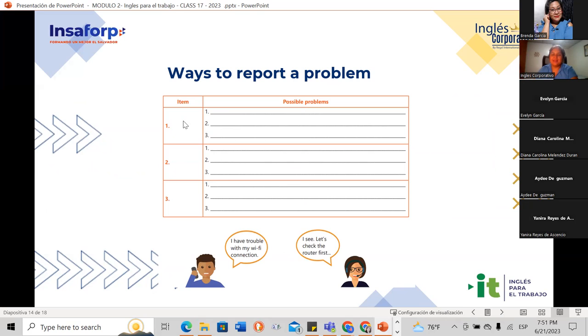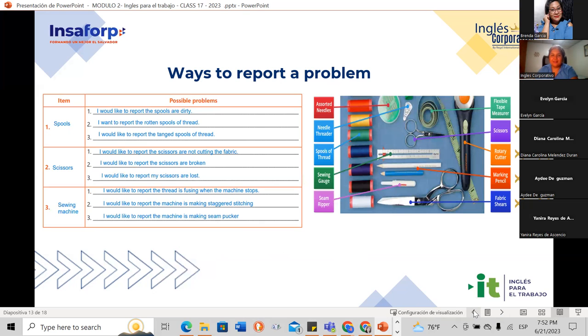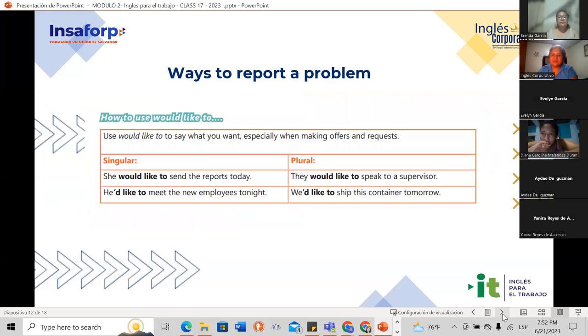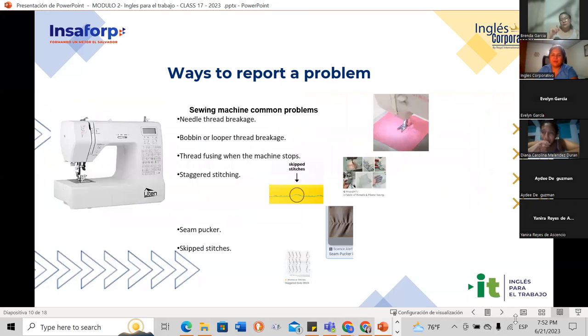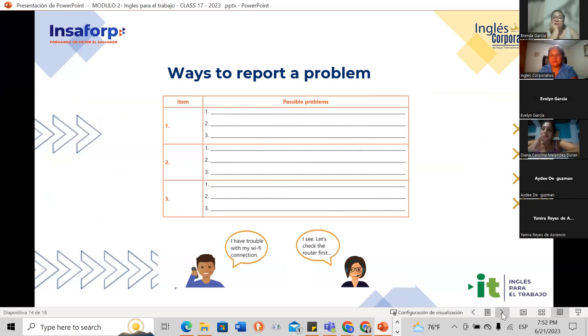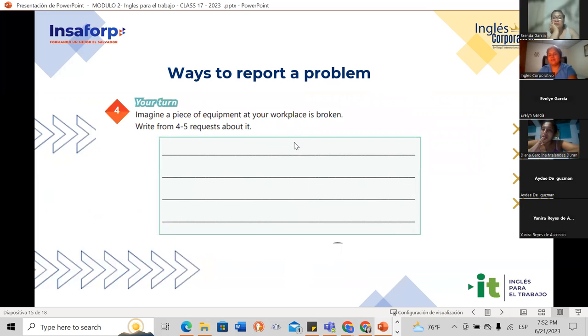Okay, now I want you to write three items. Escriban el nombre de tres items de los que le enseñé. And you're going to report. So you're going to report a problem with the items that you have. Yesterday I told you that you will report a problem with just one of them. Did you bring that paragraph? ¿Lo trajeron?